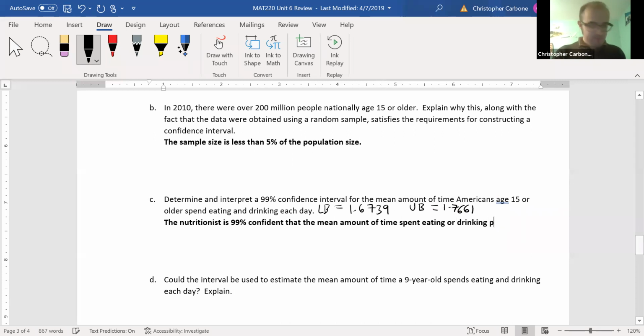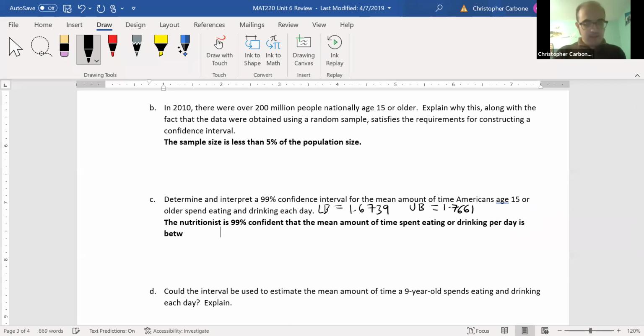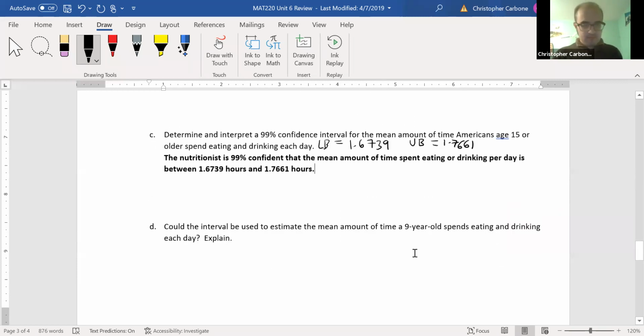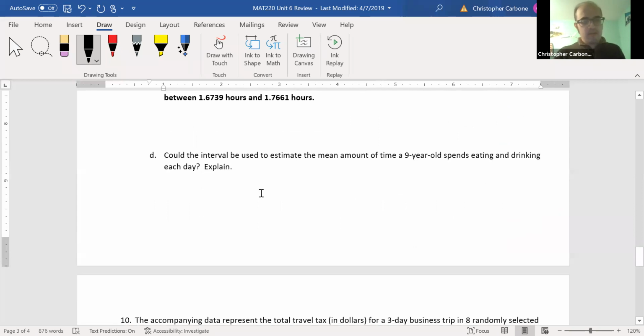Eating or drinking per day is between 1.6739 hours and 1.7661 hours in this case. And then finally, could the interval be used to estimate the mean amount of time a 9-year-old spends eating and drinking each day? Explain. No, it will not.